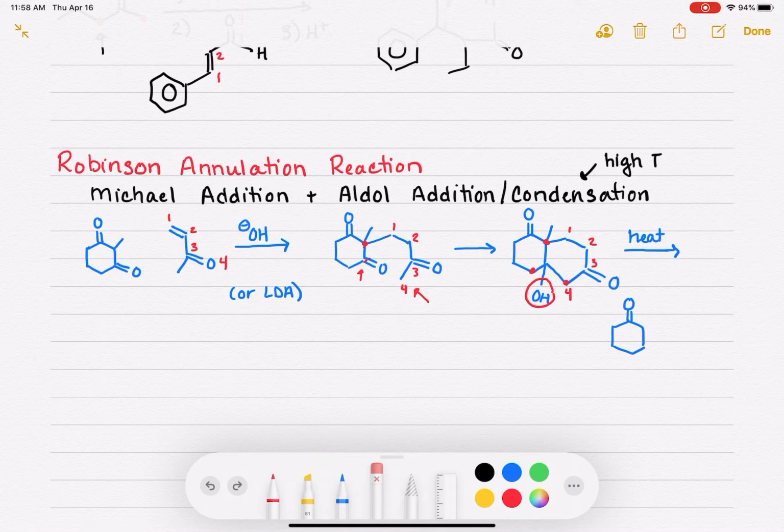Oh, I erased way too much there. It cannot be up here. Oh, I did it again. It cannot be up. Oh my gosh.